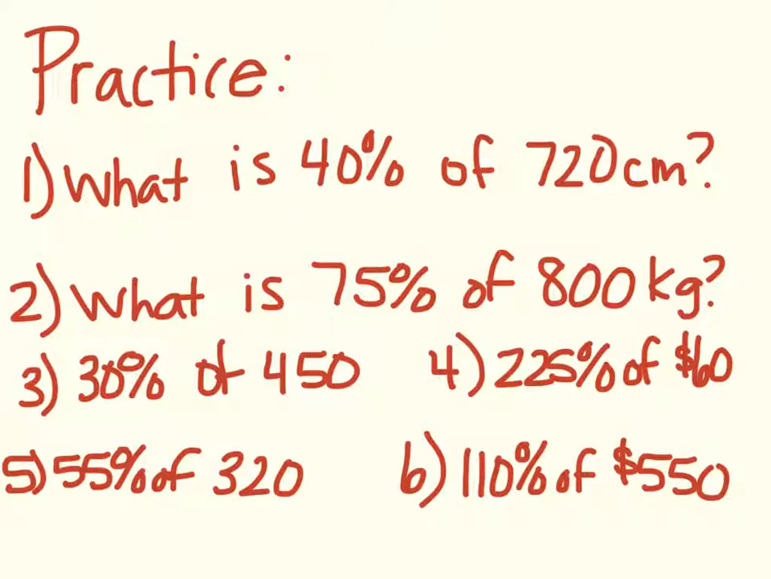All right, folks, now try these 6 problems of your own. Each one gives you a percentage and a base and asks you to find the quantity represented by that percent. For example, what is 40% of 720 centimeters? That's number 1. Or number 4, what is 225% of $60? Press pause while you work. There is another idea after this one.